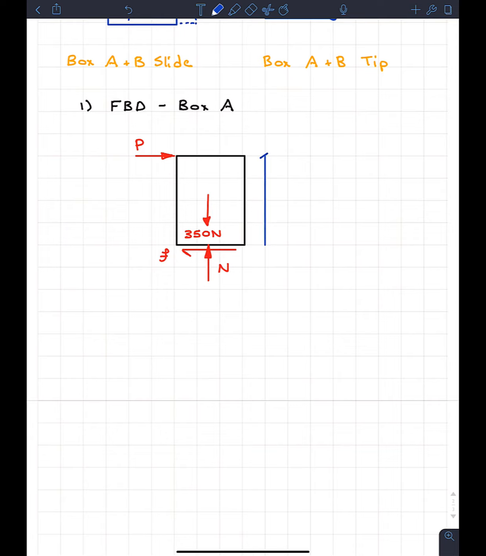And I'm just going to add dimensions really quick because that's always good to have. So we have 4 meters at the top here. We have 3 meters.